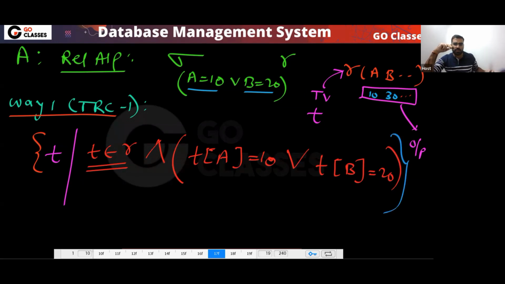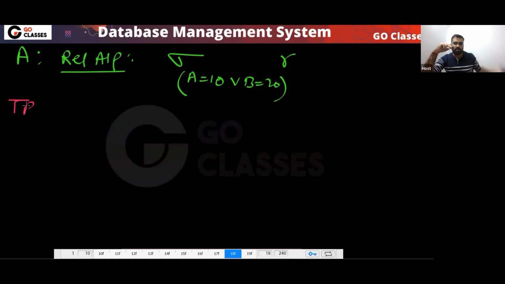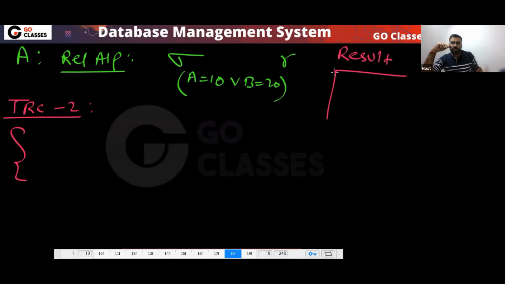What is the TRC2 for the same question? The TRC2 is also very simple. In the TRC2, for the result, you will define the tuple variable, correct? Remember, what is your result? In the result also you have A, B, and so on.